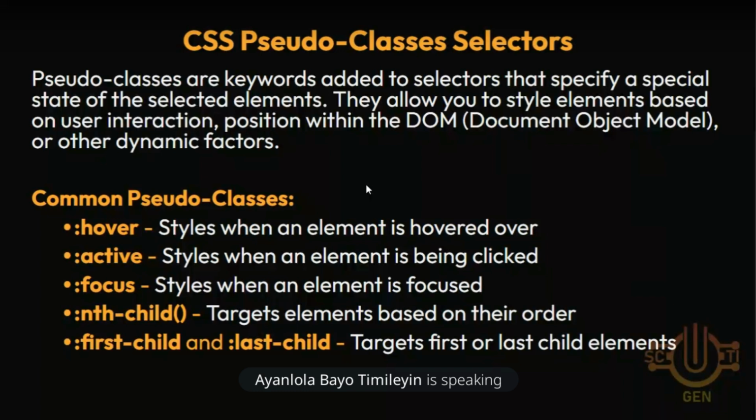So we have common pseudo classes. We have the hover, which styles when an element is hovered over. All right, and then we have the active, which styles when an element is being clicked. We have focus when an element is focused, like the input field. So when you click into an input field, say you want to enter your first name, right? At that point, the state of that element is focused. So you can actually change the state of that element from your CSS code.